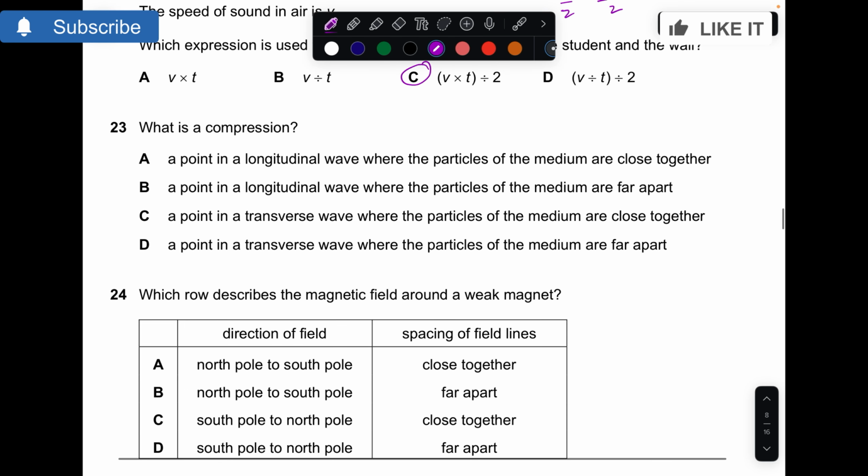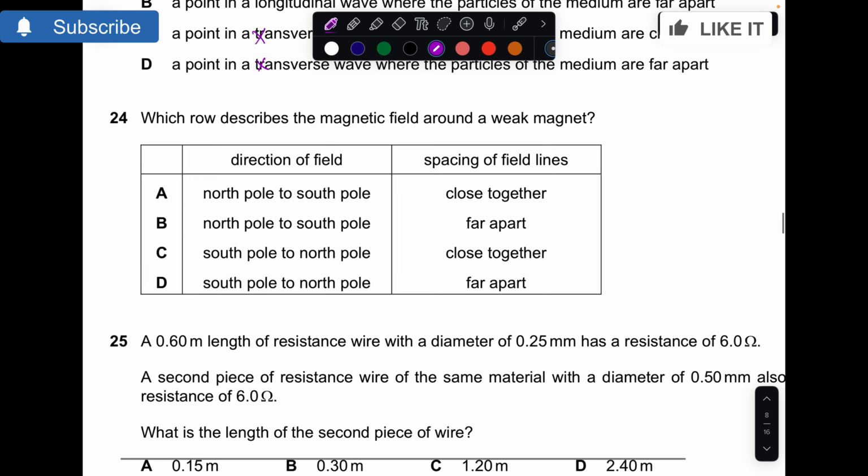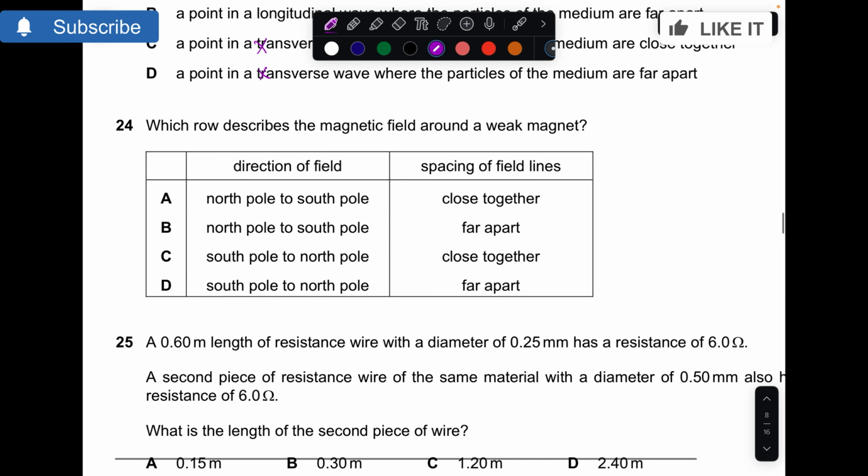In question 23, what is a compression? Compression is a point in a longitudinal wave where the particles of the medium are closer together, and rarefaction is where the particles are far apart. There is no compression in transverse waves. Which row describes the magnetic field around a weak magnet? First, magnetic field lines always go from north to south. So you have to choose between A and B, and as it is weak, the spacing should be far apart. So it's option B.